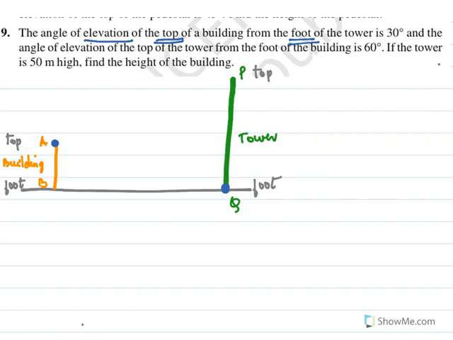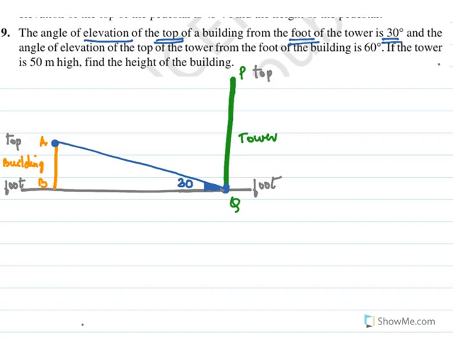So this is your line of sight. You are standing at the foot of the building and you're looking at the top of the tower. So here is what you are doing. This is the angle, and this angle is 30 degrees. This angle of elevation, they've given it as 30 degrees.